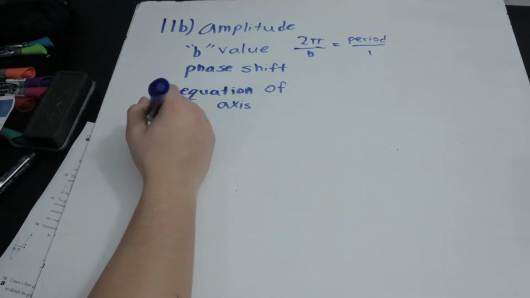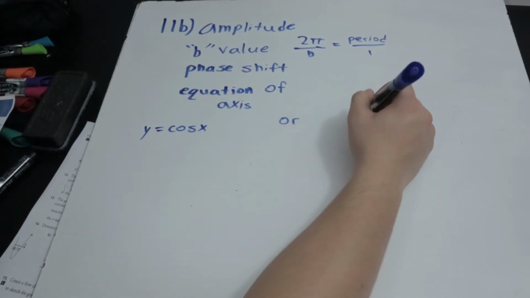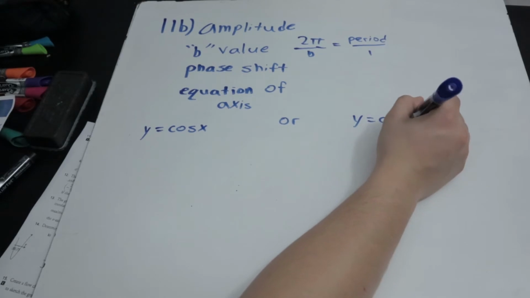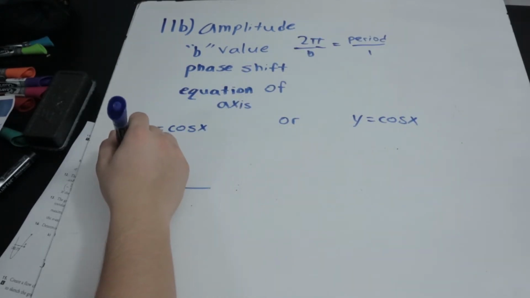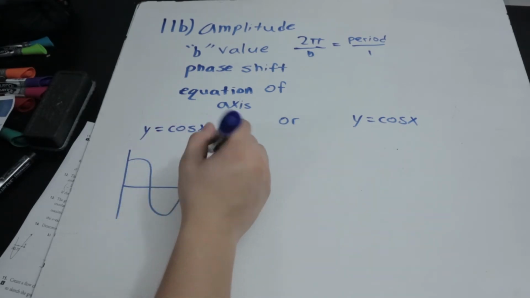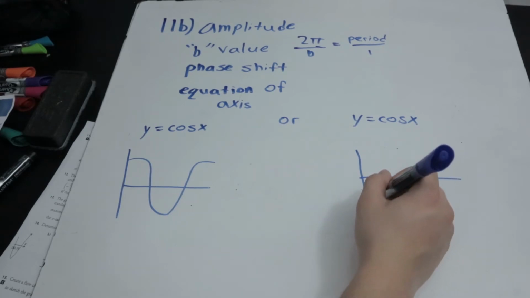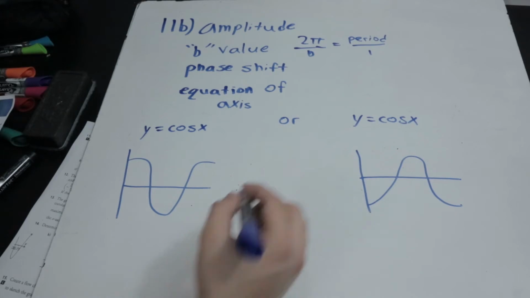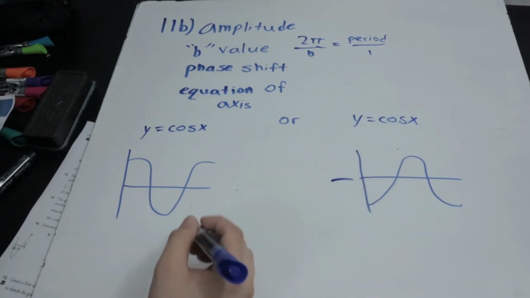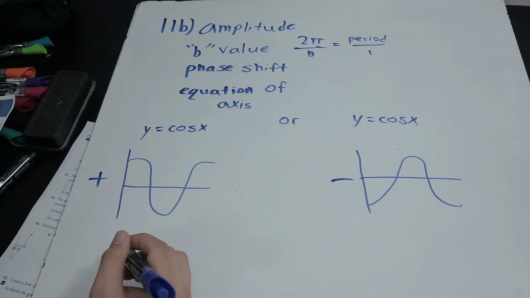So y equals cos x can look one of two ways. If you remember from grade 11, it can start from the max down to the min, then to the max, or it can go to the min, to the max, then to the min. The difference is that in this case, your a value will be negative, and in this case, your a value will be positive. So now you have all the steps to do 11b.